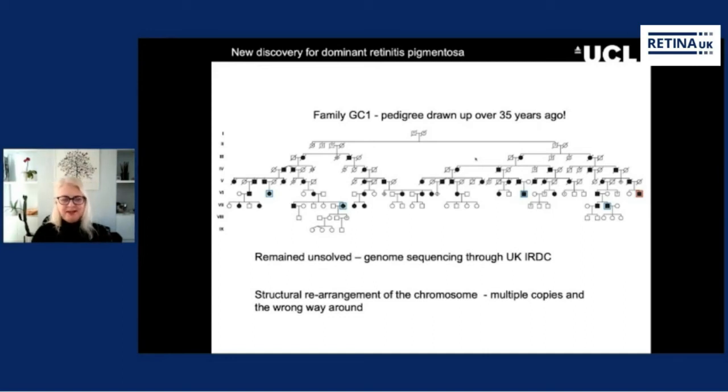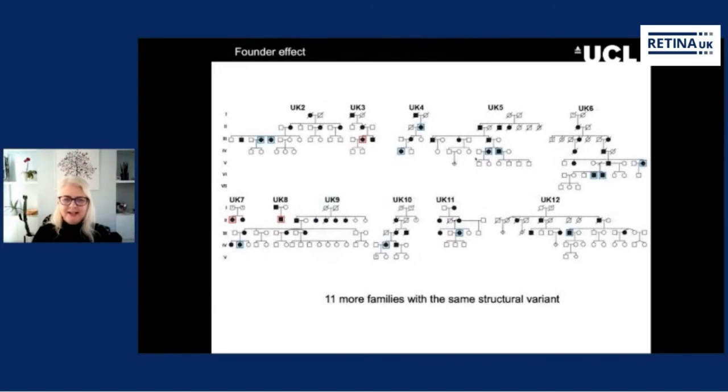So what did we find in this family? We found a structural rearrangement of a chromosome. And what I mean by that is there were multiple copies of chunks of DNA, and some of them weren't just more than one copy, but they were also the wrong way around. So they were inverted. So this was very exciting.